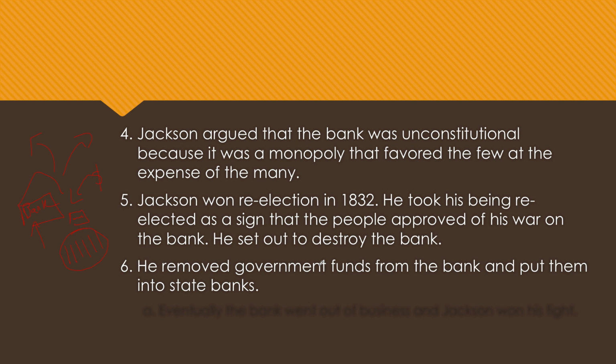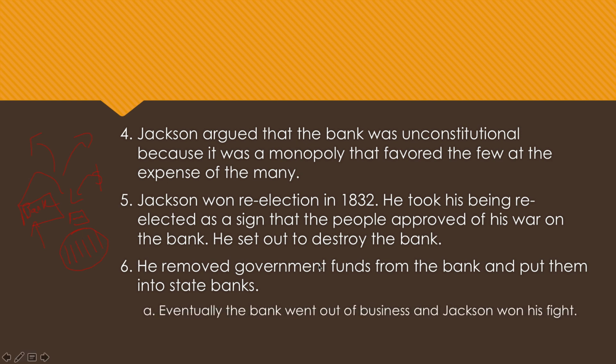If you went in or you heard somebody say, oh yeah, I tried to go to this bank the other day and they wouldn't give me my money because they said they were out of it, you would never use that bank because you're not going to trust a bank that runs out of cash. That's what happens to the national bank. He removes government funds from the bank and puts them into state banks. Eventually, the bank goes out of business because nobody trusts them with their money. And Jackson ultimately wins this fight.